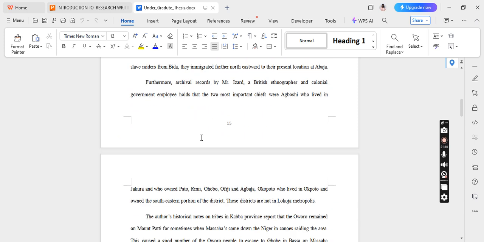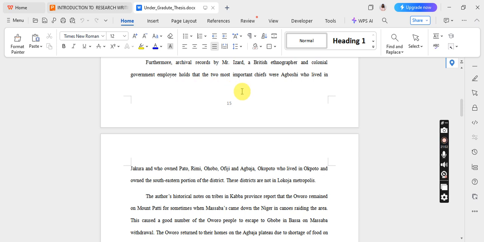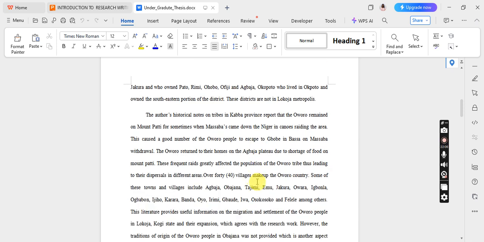So just like that, you see, this is what the man has been able to bring out. Furthermore, Akava records by Mr. Izad, a British ethnographer. So I'm just trying to back up what this particular writer said, whether it is true or not true. He also stated that under the colonial government, the two most important chiefs were the Agboshi, who lived in the Yakuru, who owned the Pato de Rami. This district is not in Lokoja. So just like that.